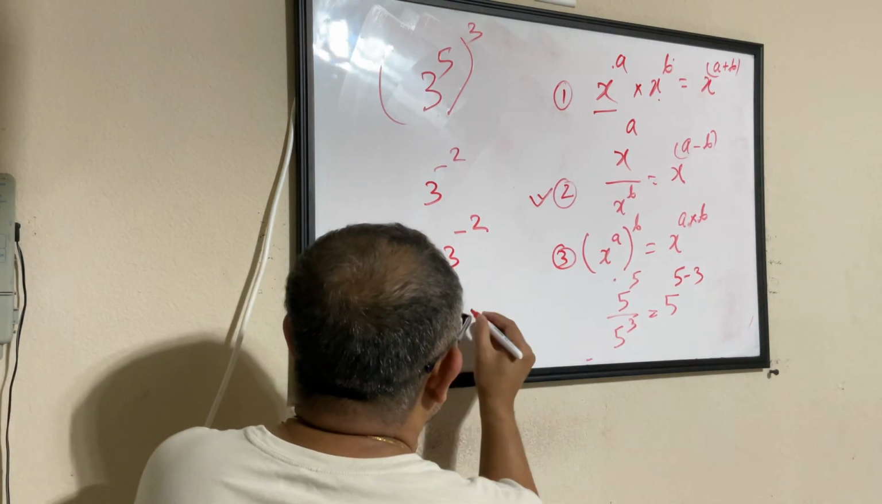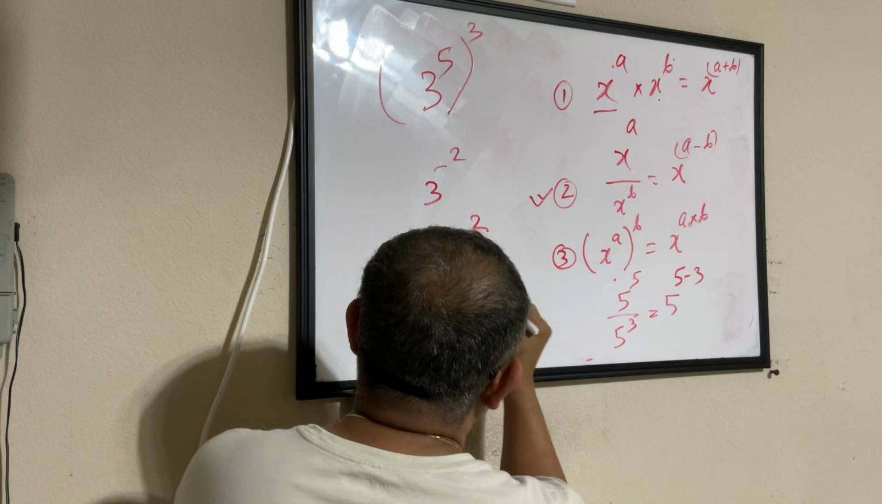Okay, so coming back to this one. This one, I can write as 0 minus 2. Is that okay?